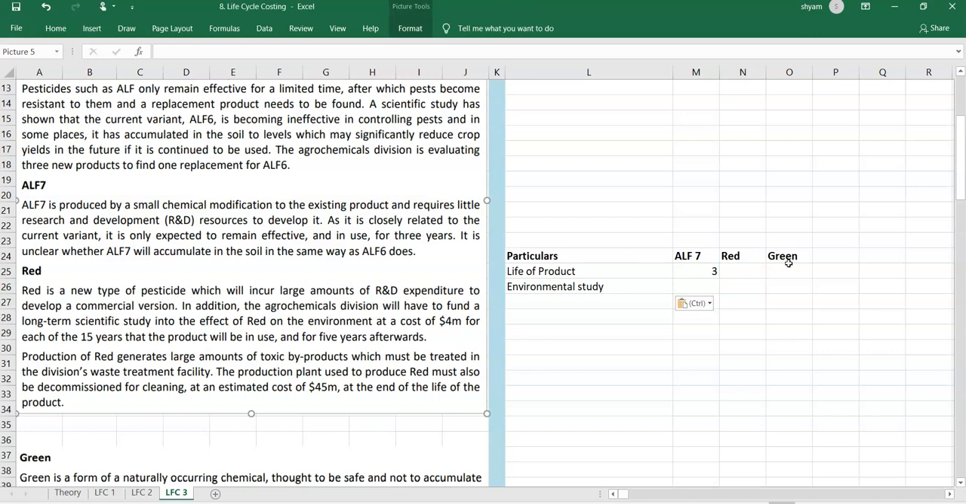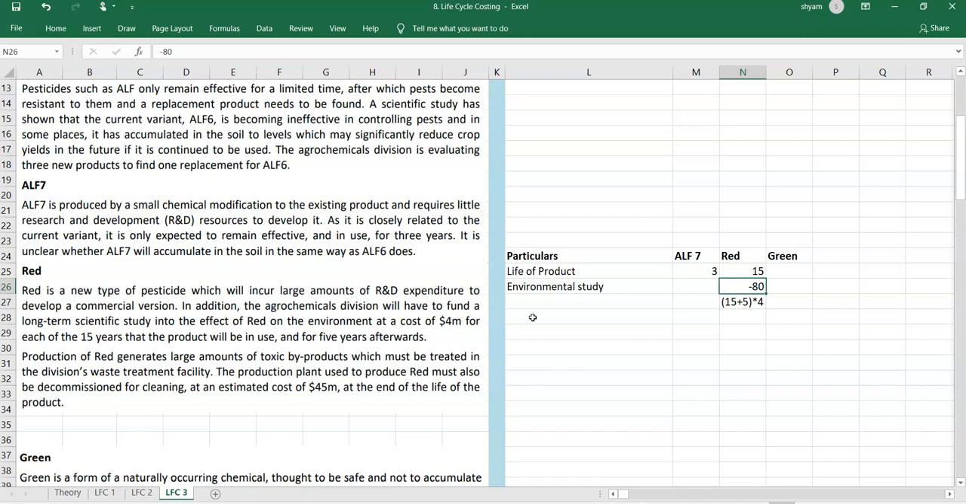Okay, red will be used for 15 years, and the environmental study cost would be 15 years plus 5 years after that, both put together, multiplied by 4 million per year. So that would come to 2080. So that's a cost, so we'll put it as a minus, it's 80.